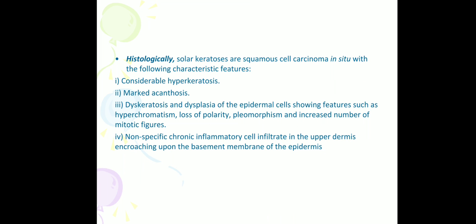Histologically, solar keratosis is nothing but squamous cell carcinoma in situ with the following characteristics. There is considerable hyperkeratosis, marked acanthosis, dyskeratosis and dysplasia of the epidermal cells showing features such as hyperchromatism, loss of polarity, pleomorphism and increased number of mitotic figures. Non-specific chronic inflammatory cell infiltrate in the upper dermis encroaching upon the basement membrane. So there is hyperkeratosis, acanthosis, dyskeratosis and dysplasia of the epidermal cells with chronic inflammatory cell infiltrate in the upper dermis.